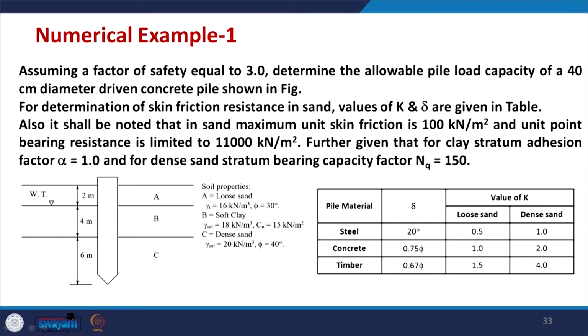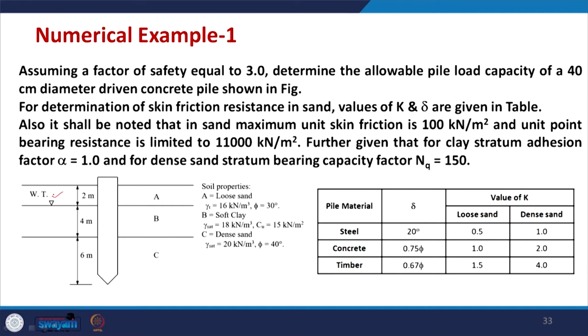The soil properties are listed here. A is a loose sand, its unit weight is 16 kN/m³ and phi equal to 30 degrees. B is soft clay with saturated unit weight of 18 kN/m³ and Cu 15 kN/m². C is dense sand with gamma saturated 20 kN/m³ and phi equal to 40 degrees. You need to understand that the water table is located between the interface of A and B.